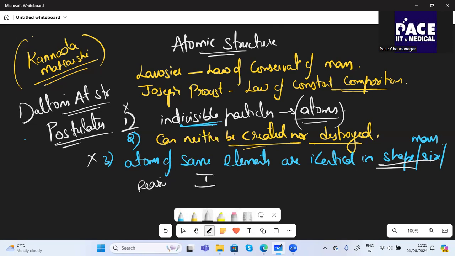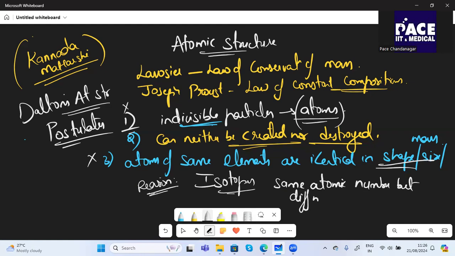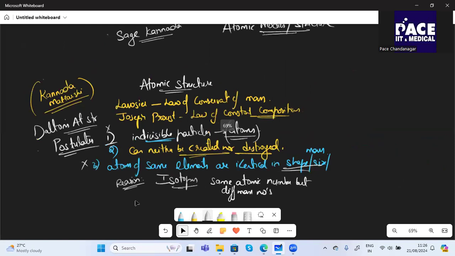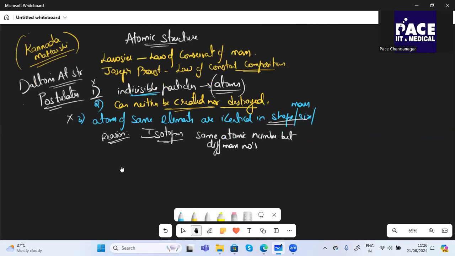Reason why this is a wrong statement? There are something called isotopes, which are the elements with the same atomic number but different mass numbers. Okay, the same atomic number, but different mass numbers. You have done this in your 10th standard, 9th standard as well, right? From your textbook part. I'm just brushing up on these things.